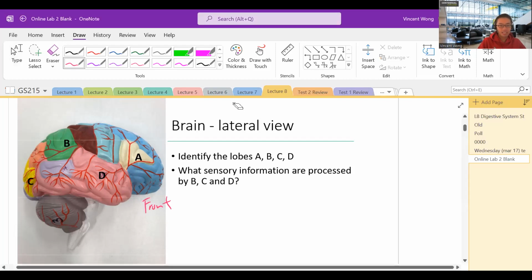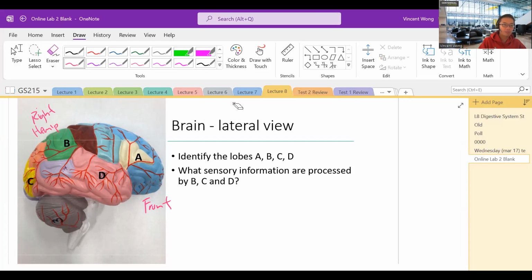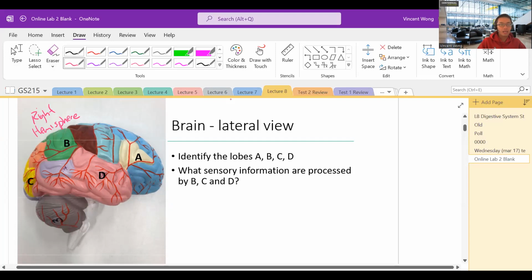Yeah, so this is the front. You can tell this is the front because this is the cerebellum, and the cerebellum is at the back. This is the lateral surface, so the outside. If this is the front and this is the back, then this must be the right hemisphere. Okay, right hemisphere. All right. Identify the lobes A, B, C, and D.